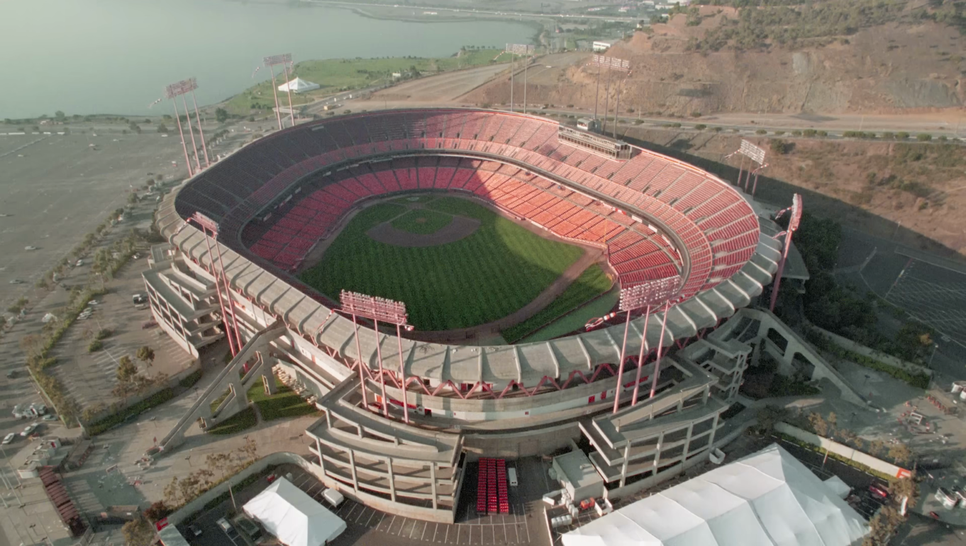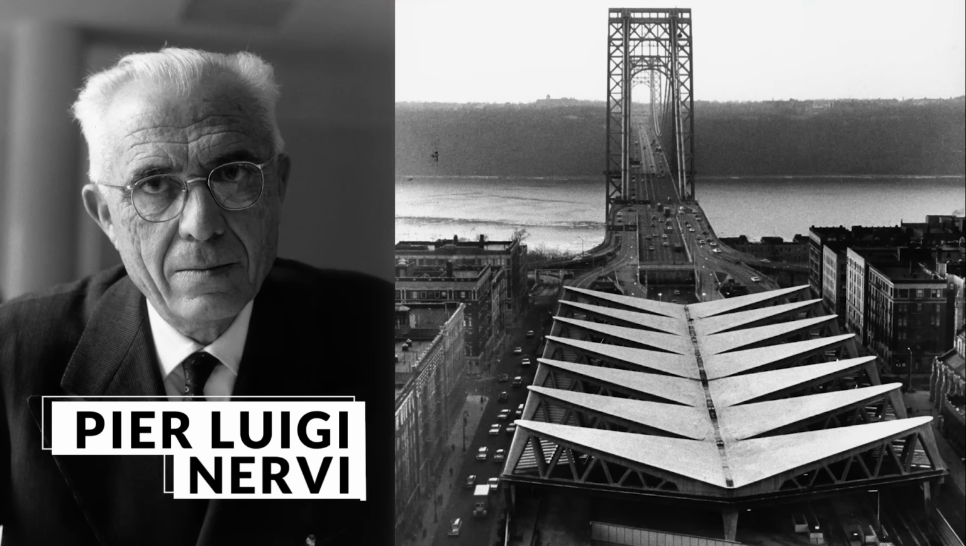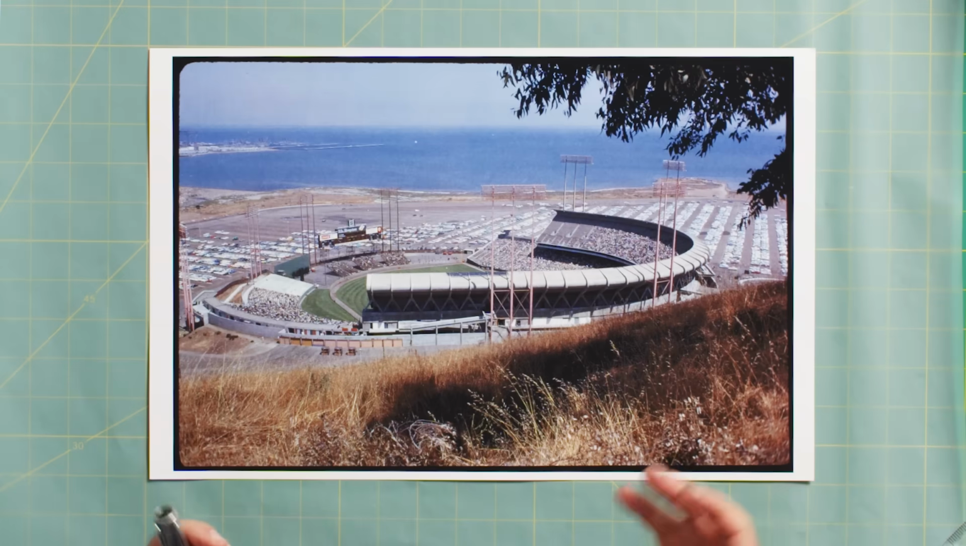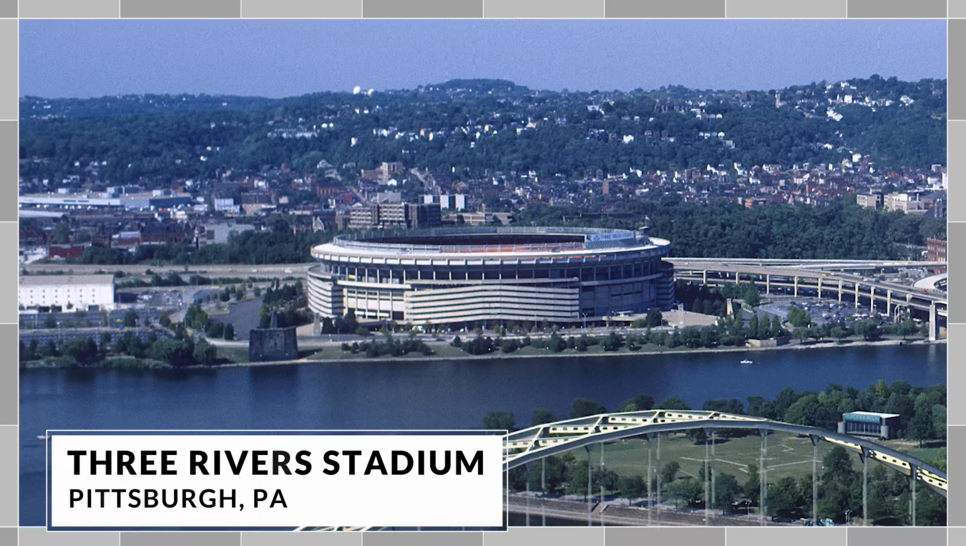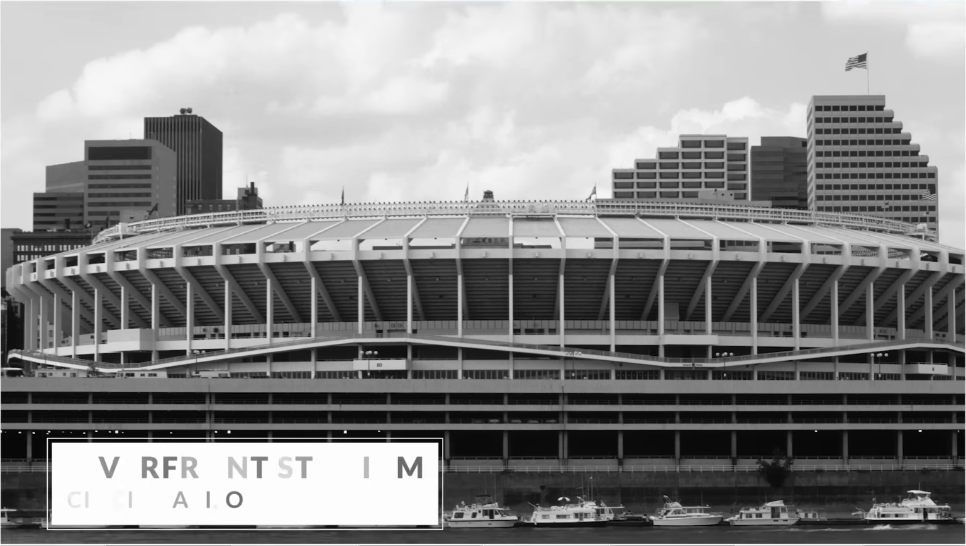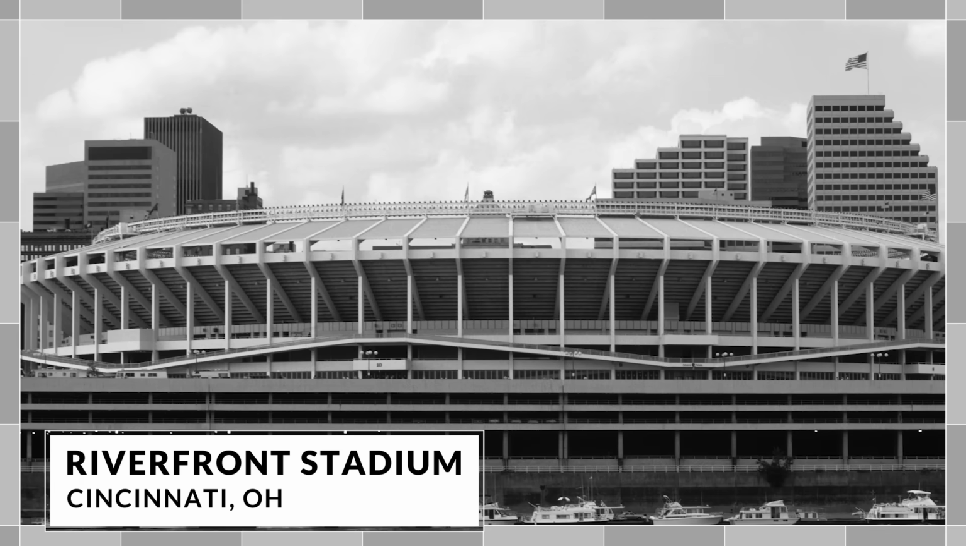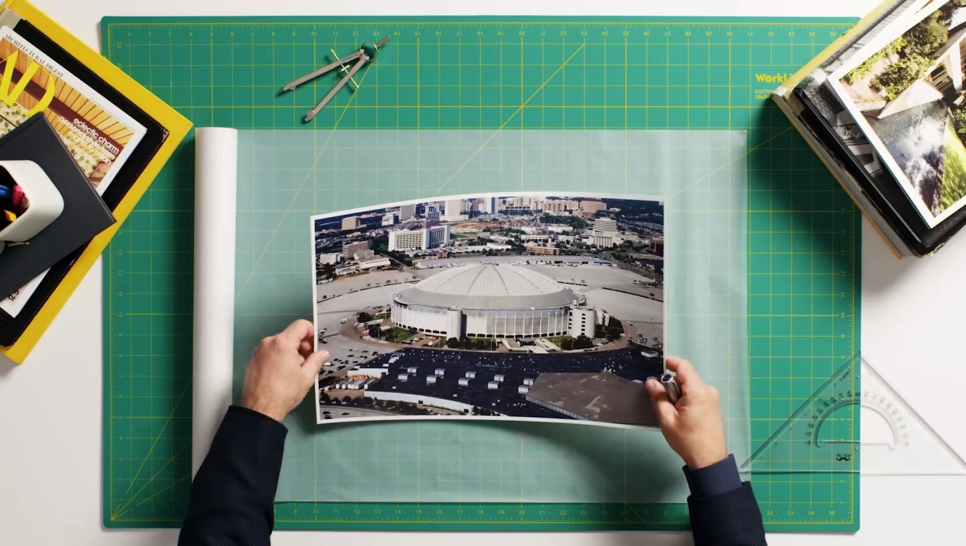So this concrete and steel structure, which is very reminiscent of Italian rationalism, something that Italian engineer and architect Nervi would have done, is also sort of a foreshadowing of the real brutalist stadiums to come that are all made out of concrete. Veterans Stadium in Philadelphia, Three Rivers Stadium in Pittsburgh, and Riverfront Stadium in Cincinnati, to name just a few. Now let's look at a totally different kind of stadium type, and that's the Astrodome in Houston.